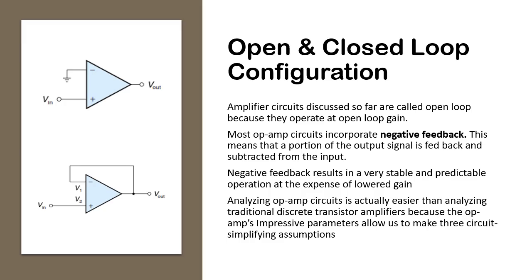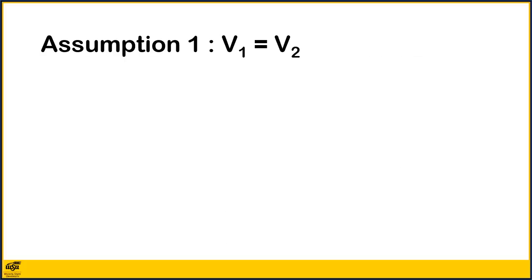Analyzing op-amp circuits is actually easier than analyzing traditional discrete transistor amplifiers because the op-amp's impressive parameters allow us to make 3 circuit simplifying assumptions, which we will look at over the next few slides. Assumption number 1, V1 equals V2.